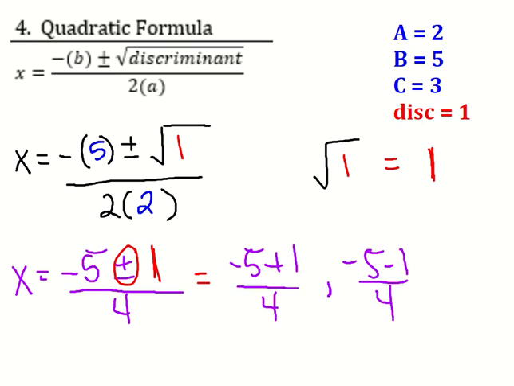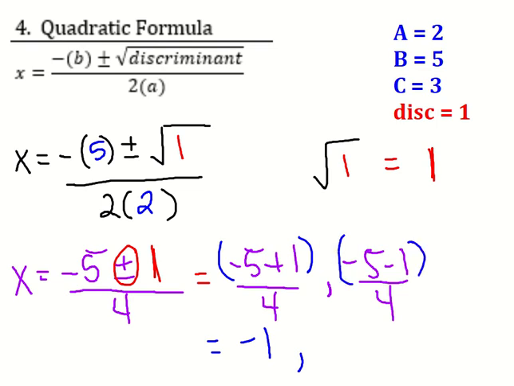I'm going to have the opposite of the b value plus the square root of the discriminant, and then the opposite of b minus the square root of the discriminant. Now I can take each of those and simplify it down individually. I want to do the numerator first on top. -5 plus 1 gives me a -4. -4 over 4 gives me a -1.